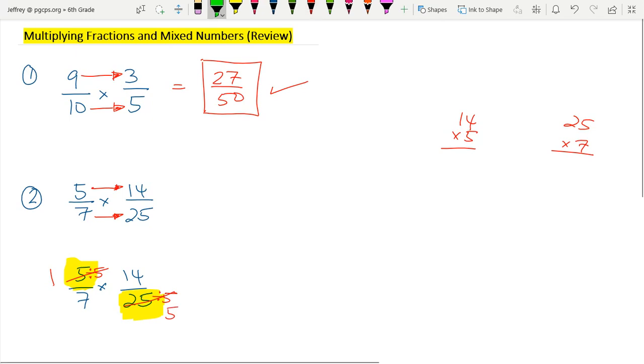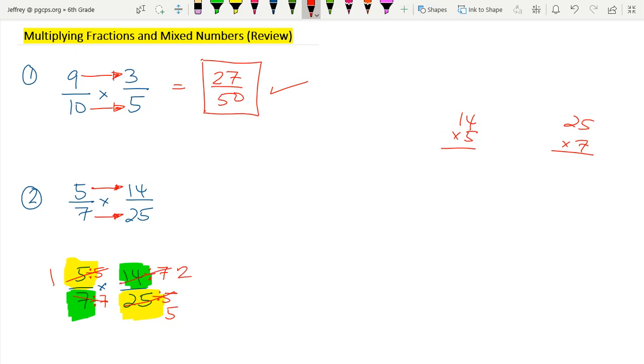Now, let's move on to the next numerator and opposite denominator. So what is the common factor that we can divide evenly into 7 and 14? And we know it's going to be 7, right? So 14 divided by 7 gives you 2, and 7 divided by 7 is 1.